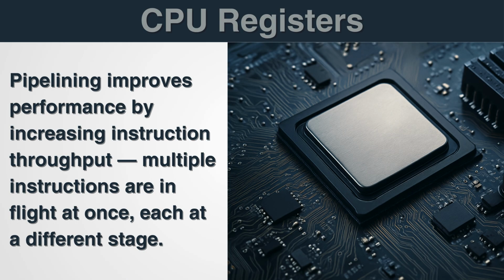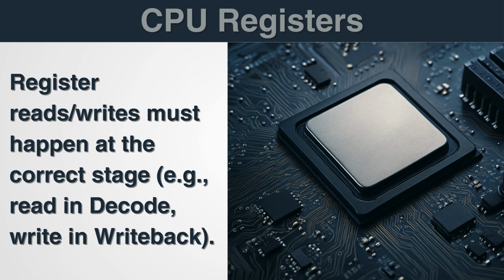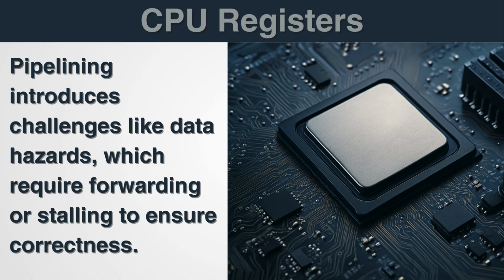And this pipelining improves performance by increasing instruction throughput, as multiple instructions can be in flight at once, each at a different stage. And register reads and writes must happen at the correct stage, like read in decode and write in write back. Pipelining introduces challenges like data hazards, which require forwarding or stalling to ensure correctness.